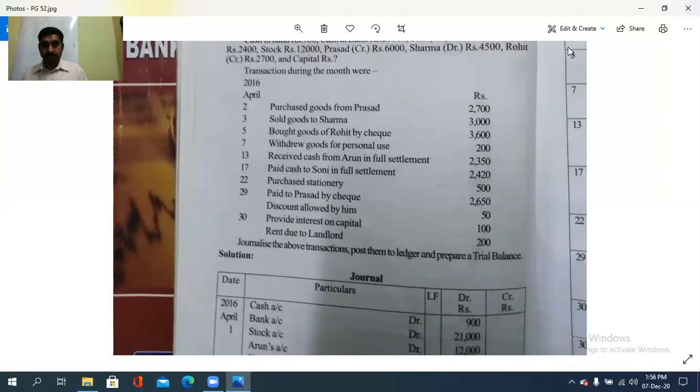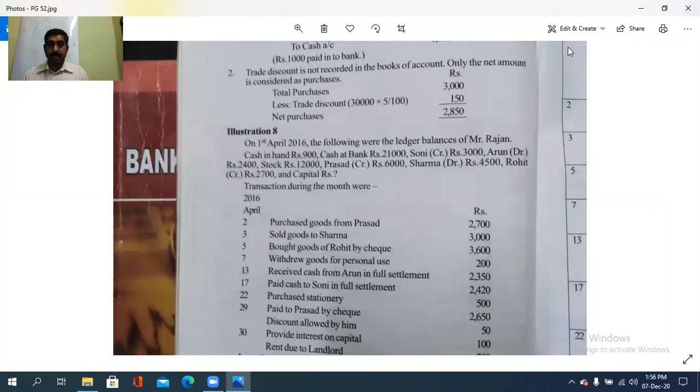So leave the trial balance as of now. We will check how to pass the journal entry and post it to the ledger. So what is the first entry? The opening entry we need to pass. Cash in hand account, cash at bank account, then Arun debtor, stock debtor, Sharma debtor, to Sony's account, to Prasad's account, to Rohit's account, and the balance is capital.